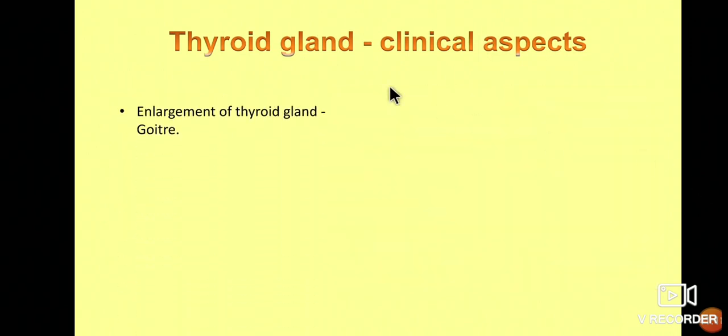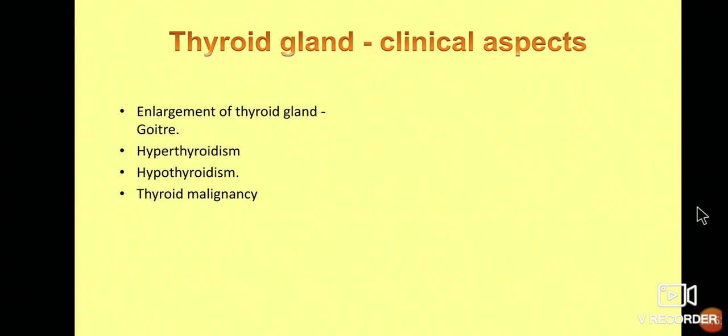Next, enlargement of the thyroid gland is called goiter, mainly seen during hyperthyroidism. Hyperthyroidism is characterized by increased basal metabolic rate, tachycardia, and exophthalmos. These are some of the features you see in hyperthyroidism. Hypothyroidism is manifested as myxedema in adults and cretinism in children. So that is about hyperthyroidism and hypothyroidism.